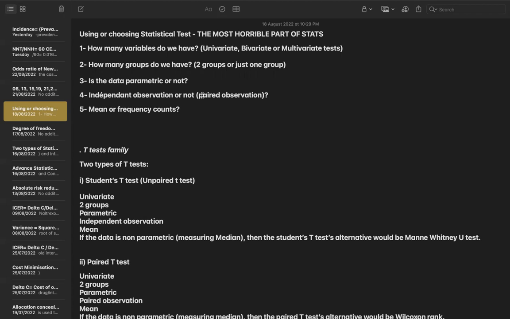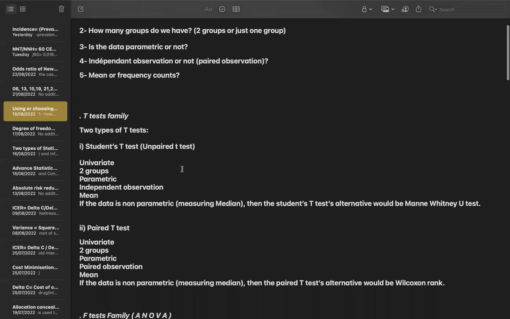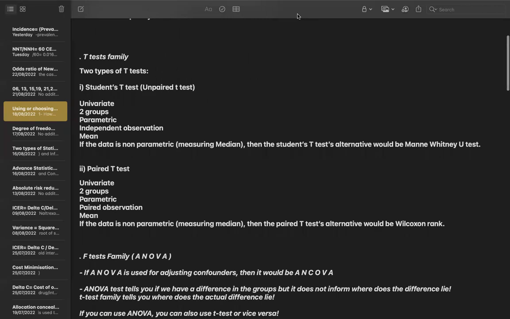Number four, again a very important question: do we have independent observations or not? Do we have paired observations or independent observations, right? And finally, we should have an answer to what we are measuring. Are we measuring mean? Are we measuring frequency?